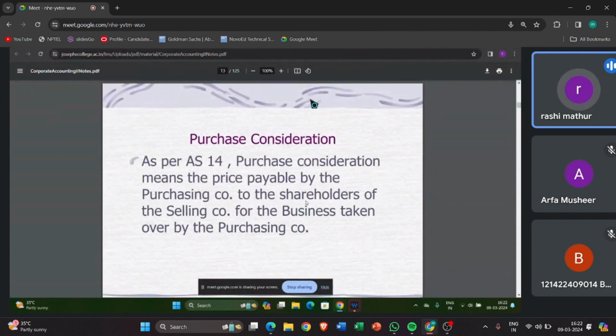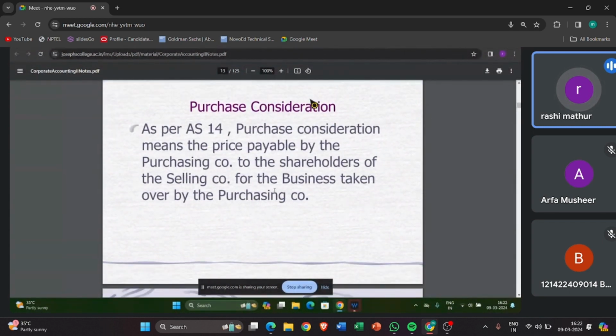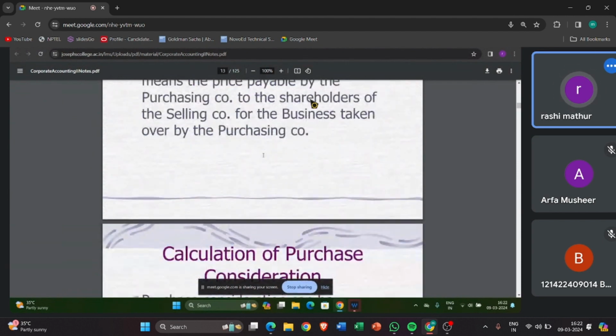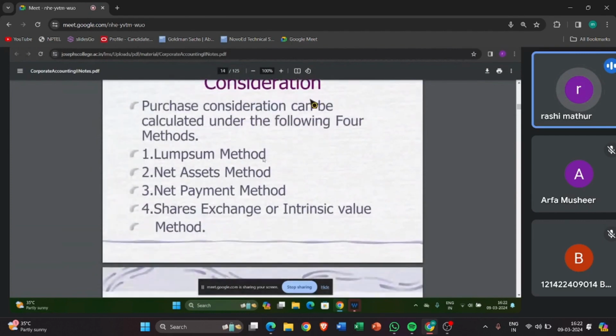This is another important theory question. What is purchase consideration and how do we calculate it? Right, so purchase consideration is nothing but the price which is payable by the transferee company to the shareholders of the transferor company. Whatever amount is paid for taking over their business is called purchase consideration. How is it calculated? These are the four methods of calculation. This is another important theory question, so learn it really well.